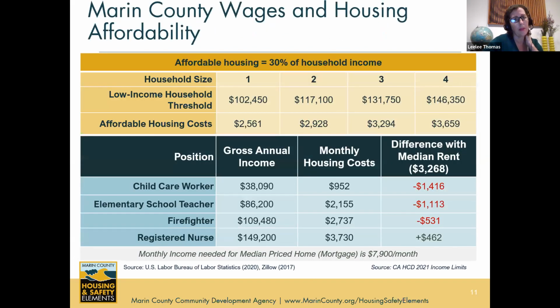Next slide, please. What we're showing here is the gap between housing costs and what some of our local workforce can afford. So a child care worker making $38,000 a year can afford about $1,000 a month for rent when they're paying 30% of their income, which is the guideline that HUD has established. And yet the median rent is about $3,200. So there's a significant gap, and you can see these other gaps for a number of our local workforce. Next slide, please.